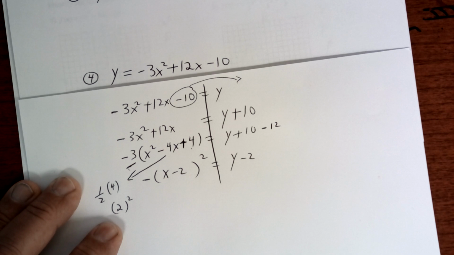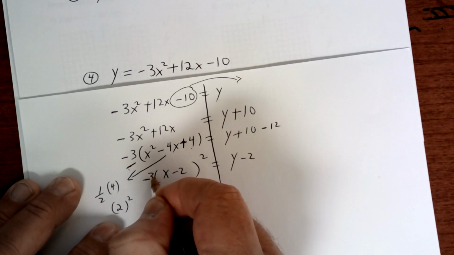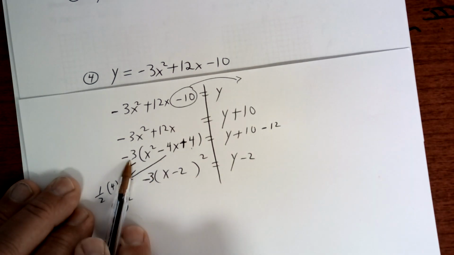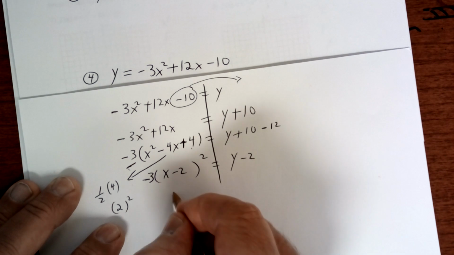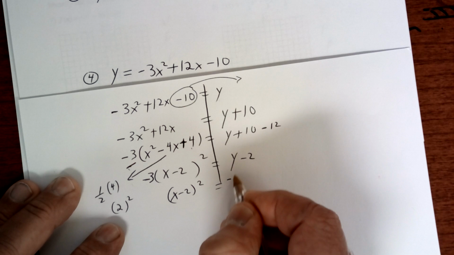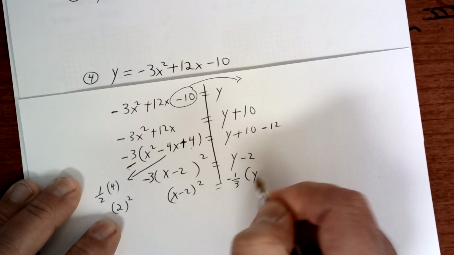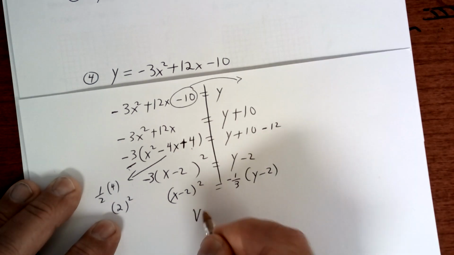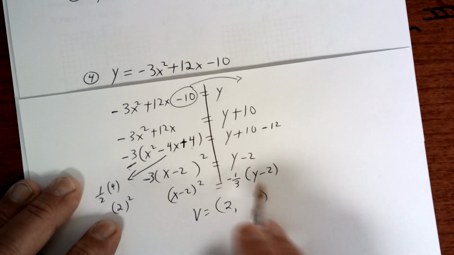Okay? Once you get to this point, and I left my 3 off here, right? Once you get to this point, the only thing you have to do is divide by that negative 3. So you're going to get x minus 2 quantity squared equals negative 1/3, because you're dividing by negative 3, and then y minus 2. So your vertex is going to be the opposite. So the opposite of that is 2, and the opposite of that is 2, and that's your vertex.